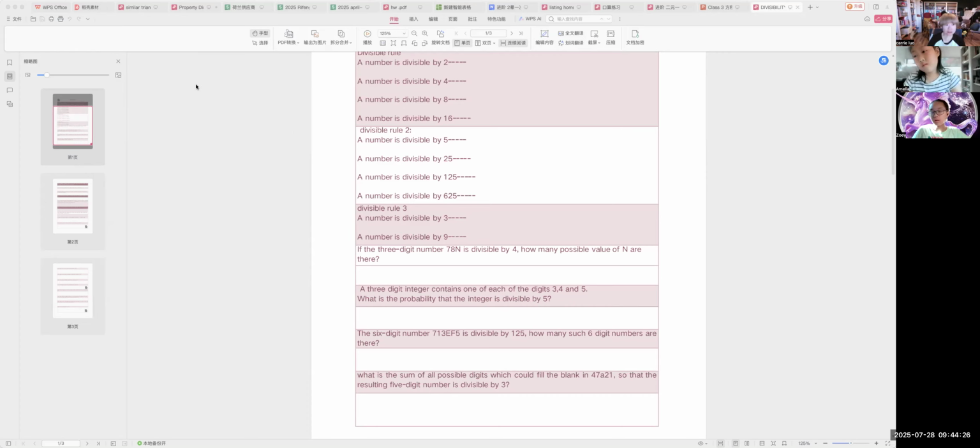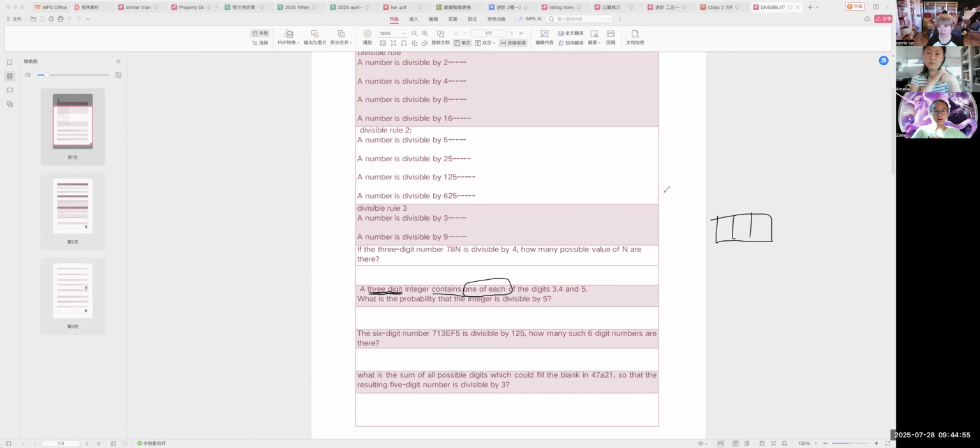Okay, so let's take a look at this one. First of all, it's a 3-digit integer. That's the most important thing, right? Zoe and Amelia, every time they contain one of each, that means this number could be repeated or not repeated. It cannot be repeated. Very good. Zoe, good job.